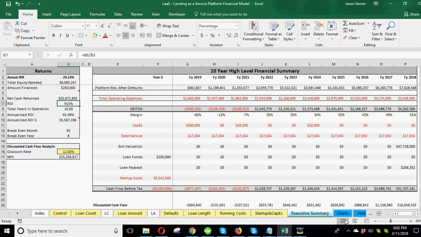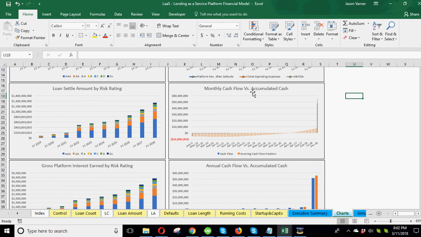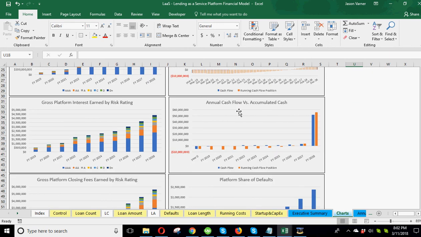Now let's go to the chart. So you can see here we've got total loan count settled per risk rating. Key financials, this is revenue, costs, and profit chart. We've got monthly cash flow versus accumulated cash. It's a little bit easier to see on the annual here. You can see what's happening each year and how your cash is accumulating, and then the exit is that.